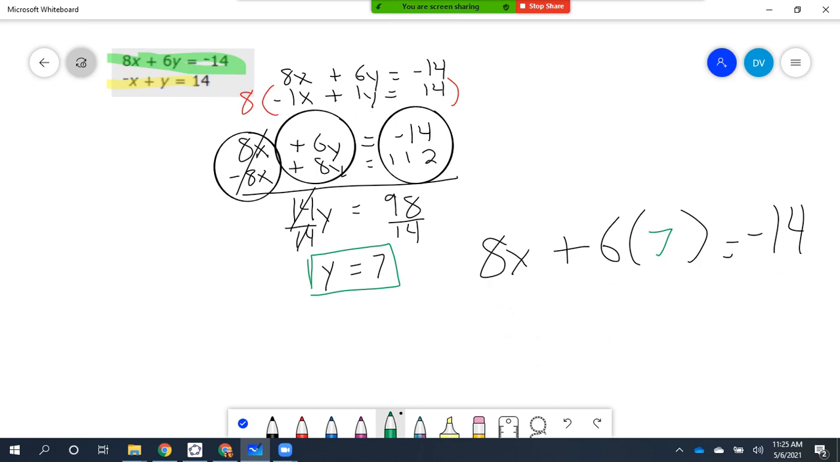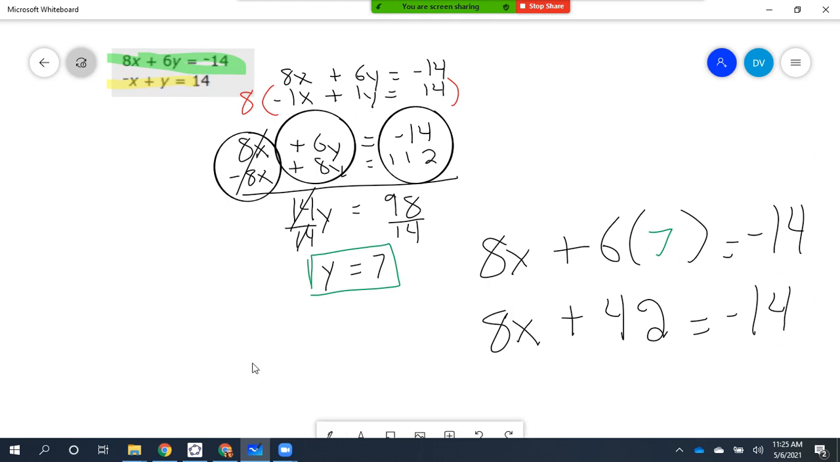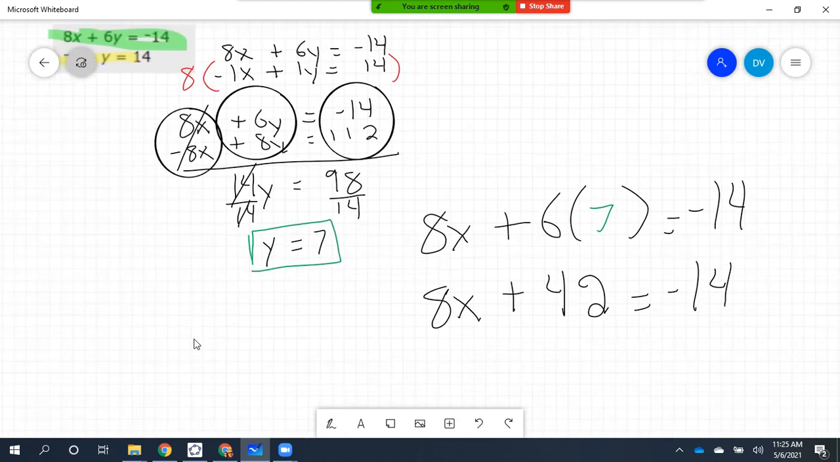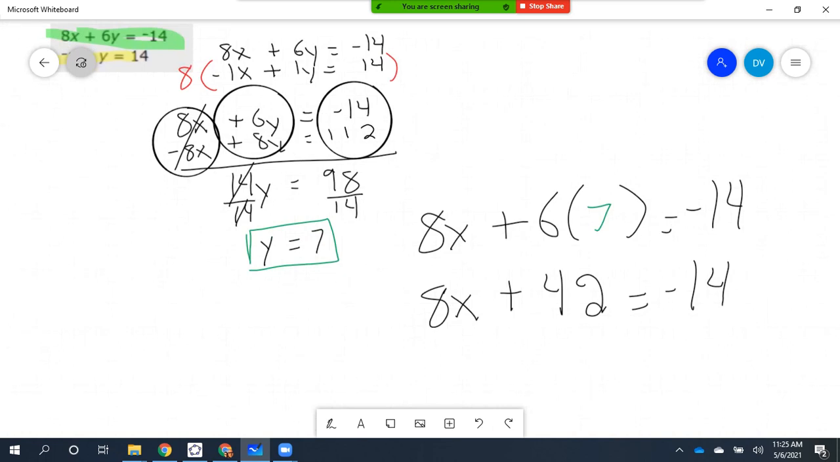Good. And we also now have an easier equation. It takes a little bit of simplifying. We're going to have to multiply 6 times 7. I'm thinking 42, right? So this becomes 8x plus 42 is equal to negative 14. Again, we only have one letter here, so it's a little bit easier than what we started with. We are going to subtract 42 from both sides, because they added 42, so we want to subtract 42 from both sides.